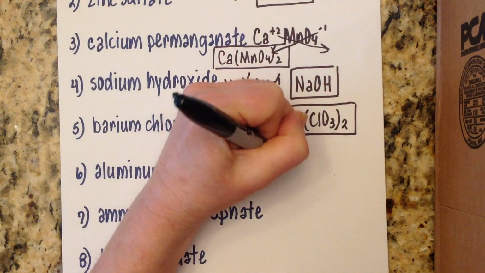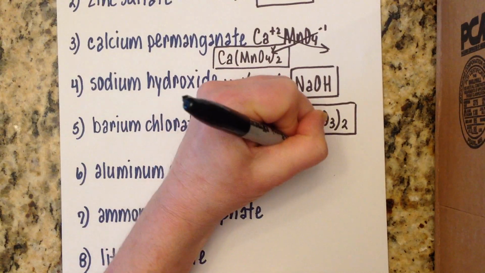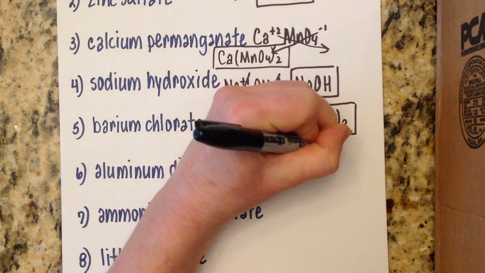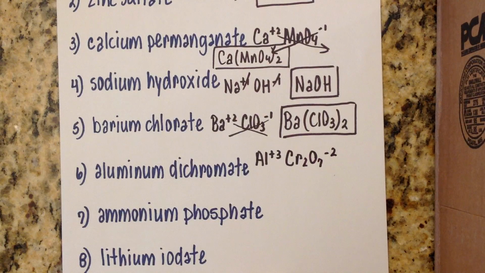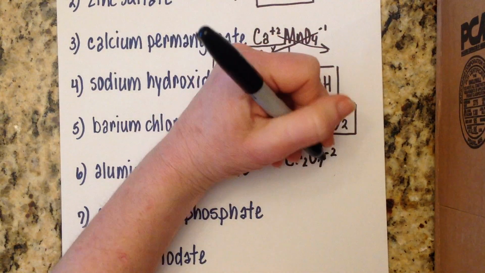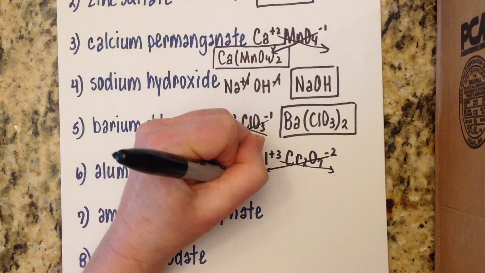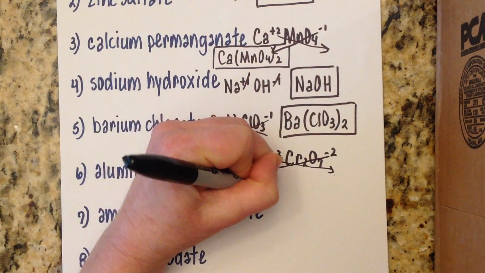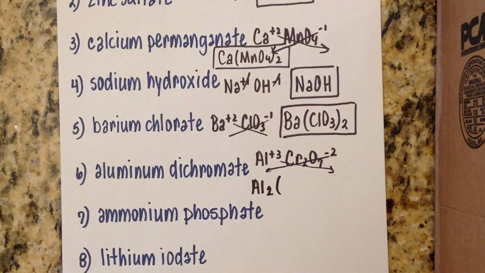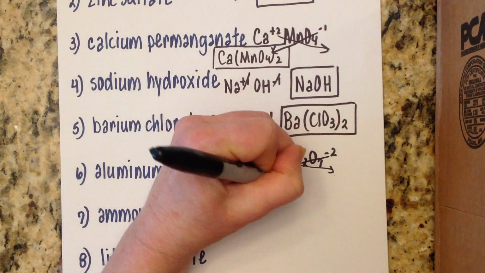Dichromate is Cr2O7 -2. Big old polyatomic ion there. So we're going to crisscross. 2 comes here, 3 comes here. The answer is Al2. Now wrap that thing up in parentheses.